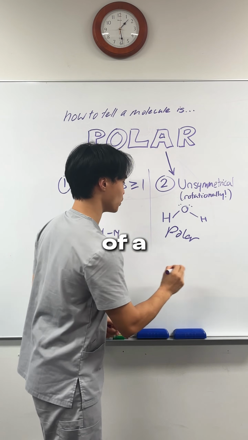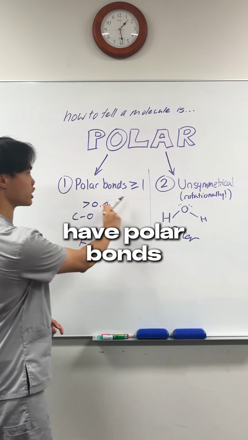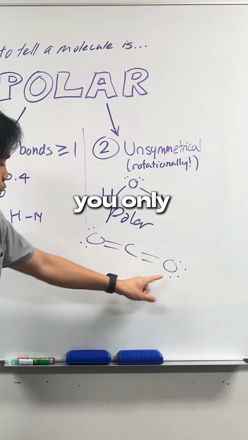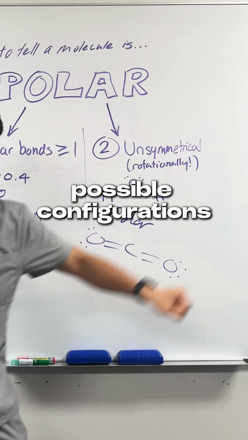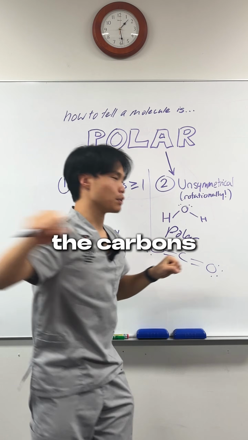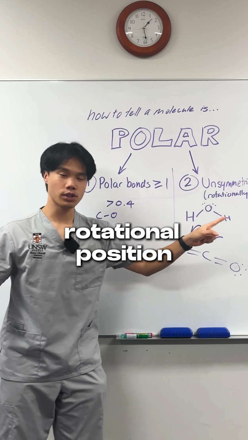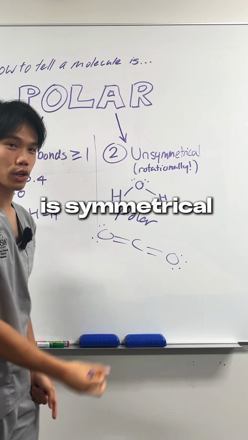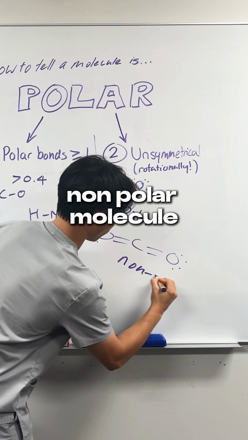A great example of a non-polar molecule that does have polar bonds is carbon dioxide. Carbon dioxide is a linear shape, which means you only have 2 possible configurations where you have the carbons like this, or you have the carbons rotated around like this. In either rotational position, it's exactly the same, which means that this is symmetrical, and hence this is a non-polar molecule.